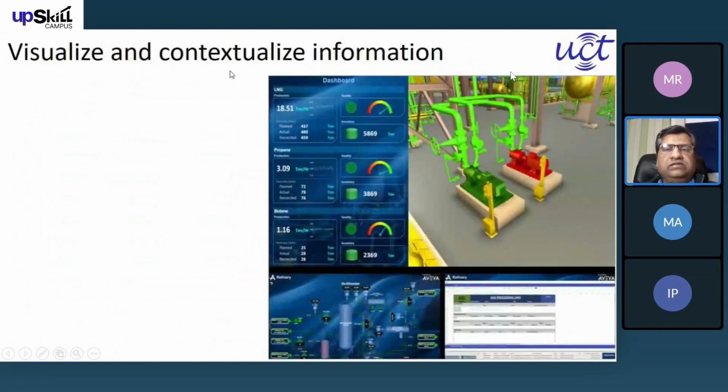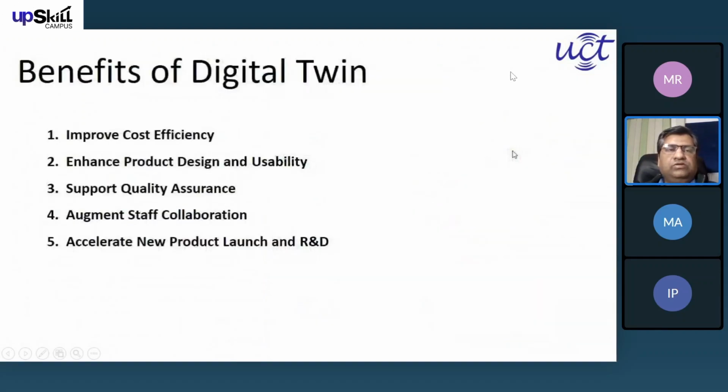And this is the visualization and contextualization of the digital twin. We can make an exact replica of a physical device, a physical machine, in cyberspace. So the benefits of digital twins are that we can improve cost efficiency. It would increase product design and usability, support quality assurance, augment staff collaboration, and accelerate new product launch and R&D. Basically, it would give more control and confidence in your production capabilities, and it would definitely reduce the downtime whenever things are not working fine. The product launch time can be shortened, and overall profitability can be increased.